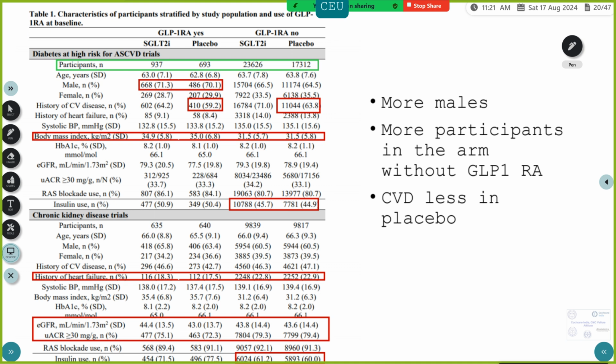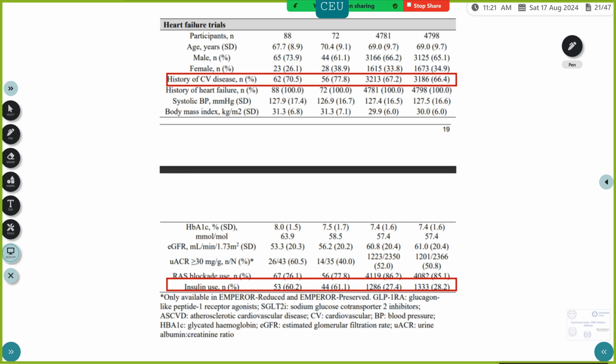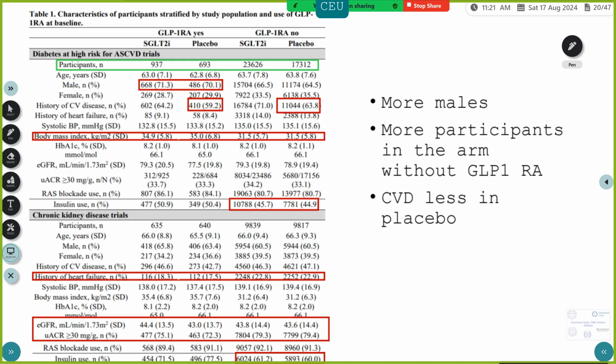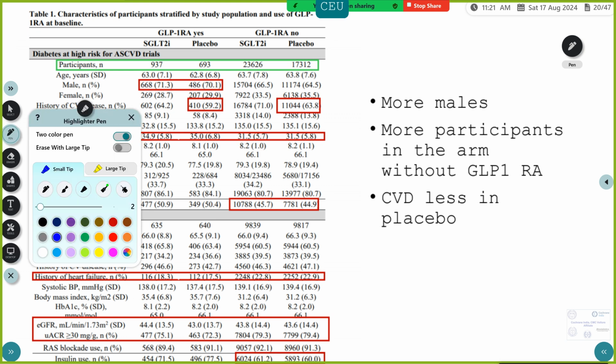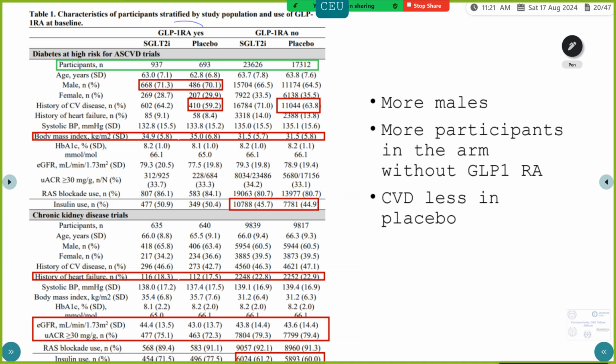So just a table on the baseline characteristics. We can see that they have grouped the trials into diabetics at high risk for ASCVD, CKD trials and heart failure trials. And in these we can see the participants. They have grouped the patients in these trials further into patients who had GLP-1 receptor agonist use and patients who did not have GLP-1 receptor agonist use.